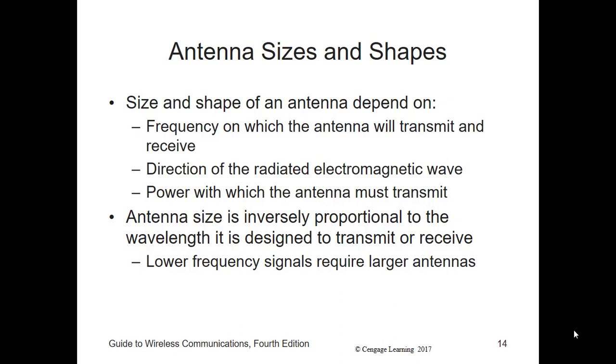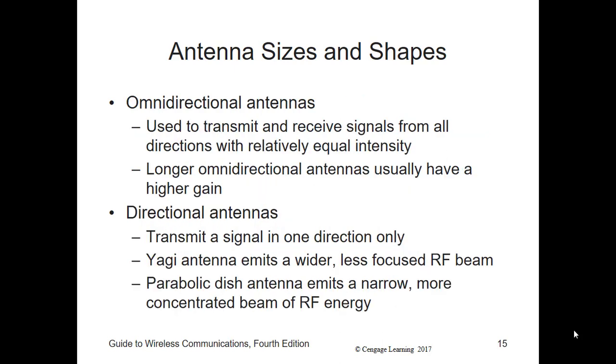So, for example, the antenna of an AM radio station transmitting at 530 kilohertz is 566 feet long, whereas that of a cell tower operating at 900 megahertz is just over 13 inches long. Antenna shapes vary according to their specific applications. Now we have an omnidirectional antenna, which is used to transmit and receive signals from all directions with relatively equal intensity.